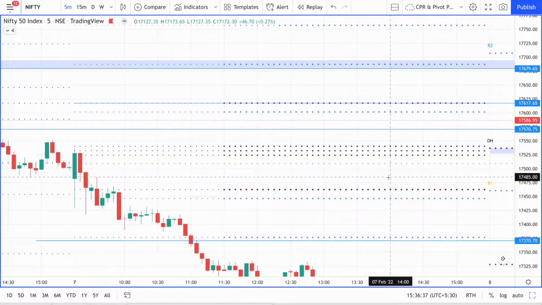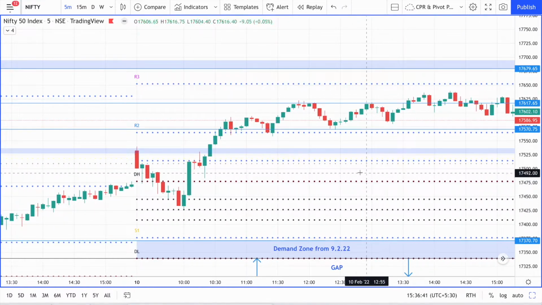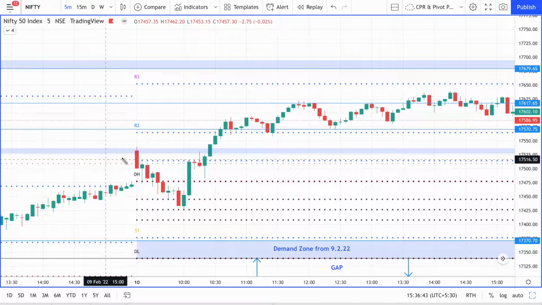Okay, so let's go back to today's price action now. Okay, so that was the area that was marked here. So as price returned to that supply zone here, the price predictably fell. But where did it take support? It took support exactly at the central pivot. And from the central pivot, buyers strongly came back, pushed the price up, and with this particular candle, that supply zone was broken.